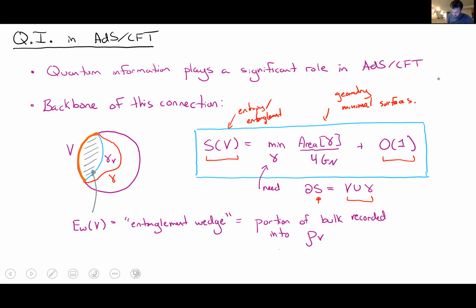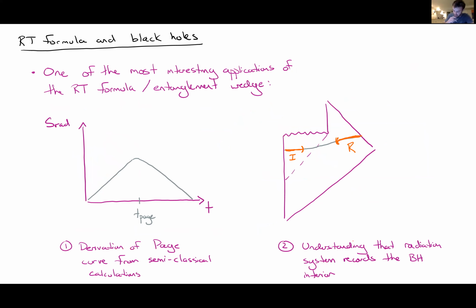Another thing to mention about this is that the surface S that's picked out by the actual minimal surface, so let's call it S star or something, this S is what's called the entanglement wedge, and it has an important role in that it's the portion of the bulk recorded into the density matrix of the subregion V.